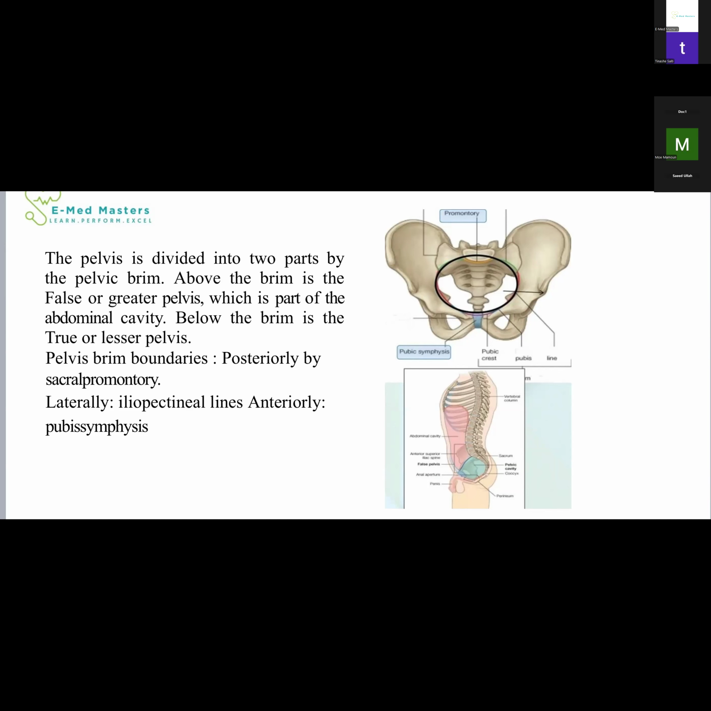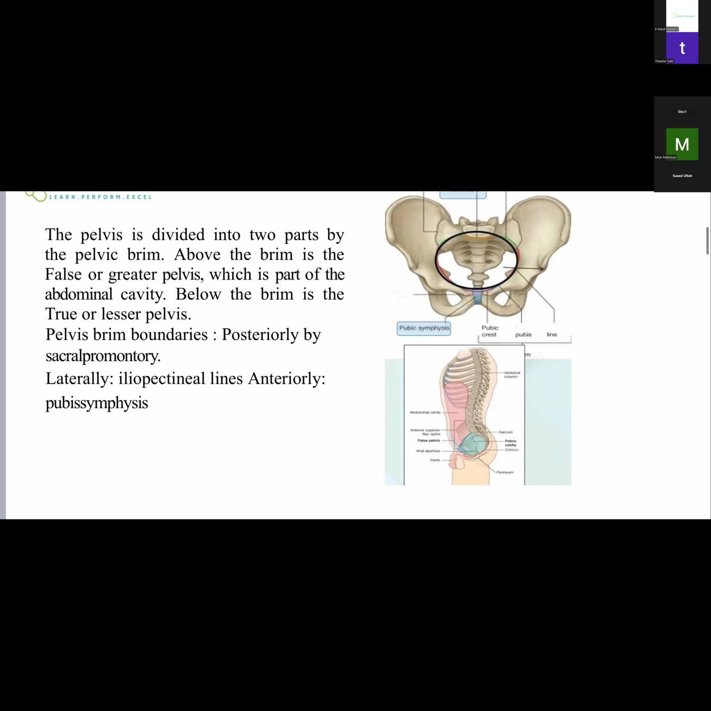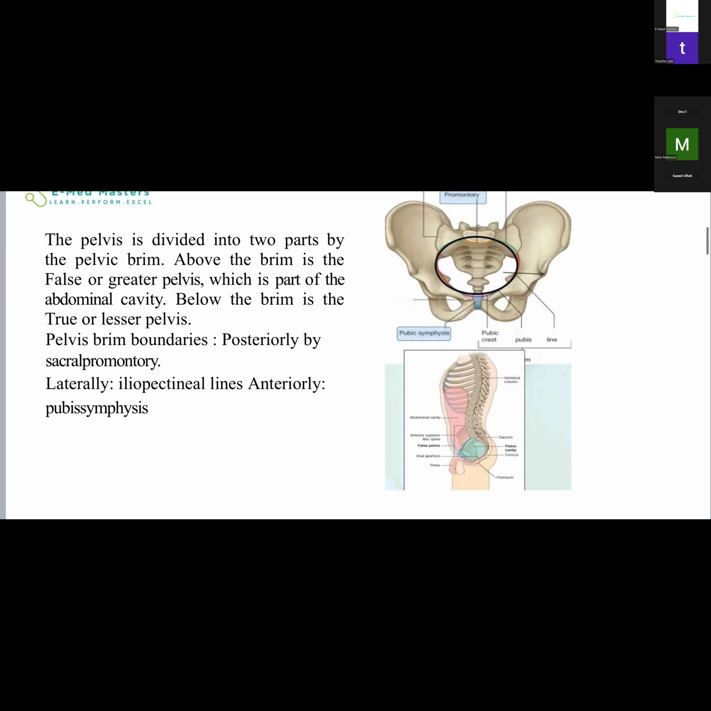What is the pelvic brim? The pelvic brim is bounded posteriorly by the sacral promontory, as you can see in the picture. This is the sacral promontory. Laterally, it is lined by the iliopectineal lines, as you can see in the picture, and anteriorly by the pubic symphysis. So it forms a boundary: posteriorly the sacral promontory, laterally the iliopectineal lines, and anteriorly the pubic symphysis. This is the most important point. This pelvic brim divides the pelvis into the greater and lesser pelvis.